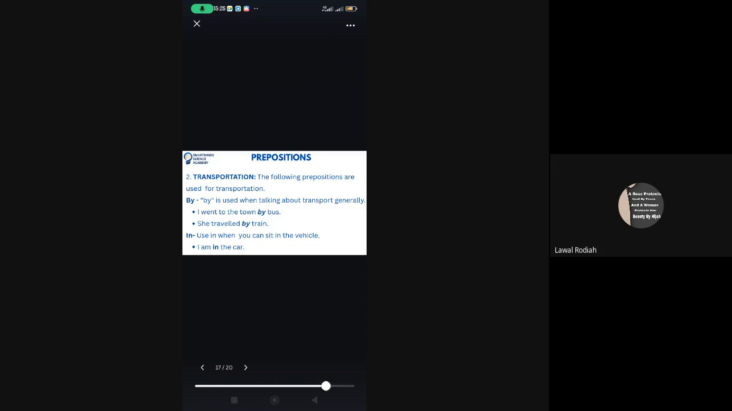Now, when do you use "in"? You use in when you can sit in that particular thing. I am in the car, because you can sit in the car. I am in the boat, because you can sit in that boat. If you can sit in it, then you use in.